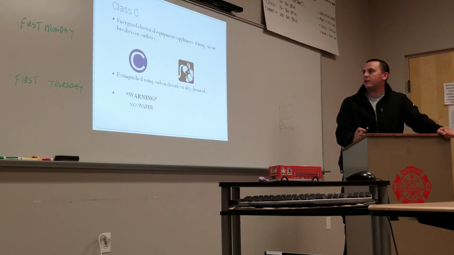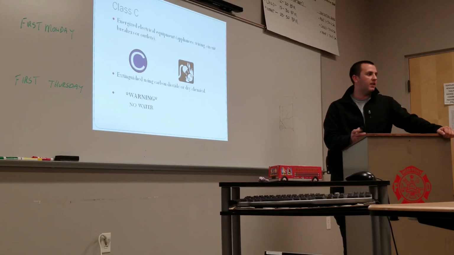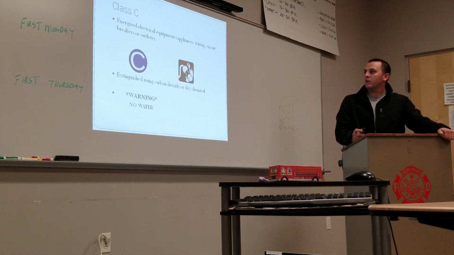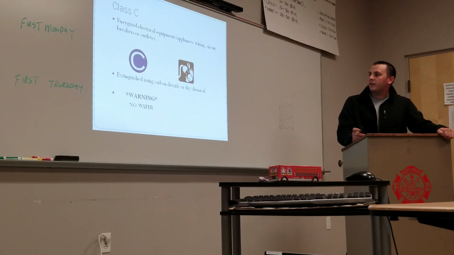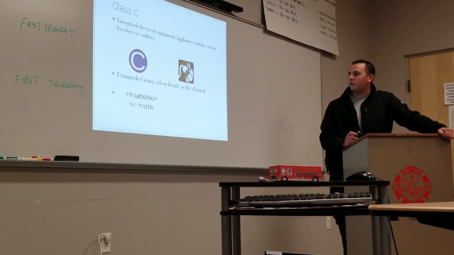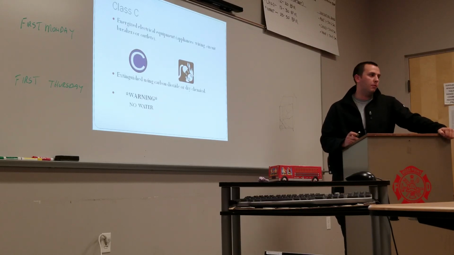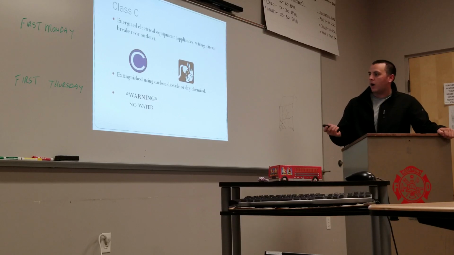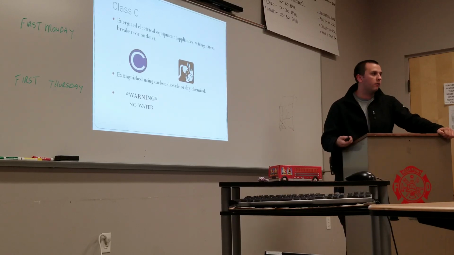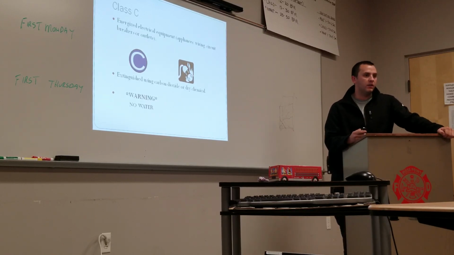Our Class C fires are energized electrical equipment, such as appliances, TVs, computers. The symbol for a Class C fire is a blue circle with a C inside of it, or a pictograph is an outlet on fire. And it can be extinguished using carbon dioxide or dry chemical. As you can see on the bottom, I have a warning, no water. As y'all know, water conducts electricity, so we don't use water on our electrical equipment.